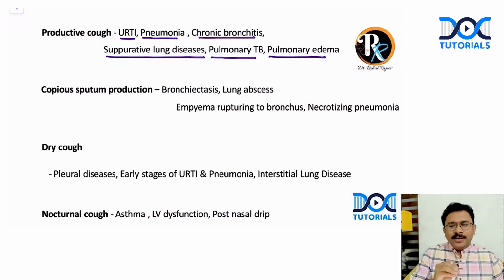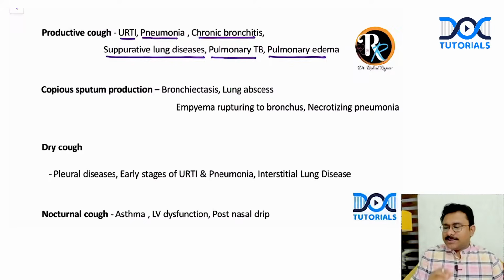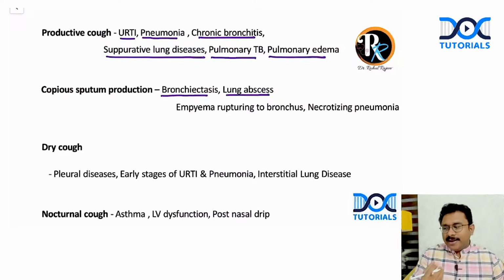Because when you take the history, when the patient says that he has a productive cough, you have to inquire about the approximate amount that the patient is coughing out. If the patient has copious sputum production, it helps you to narrow the differential diagnosis. Two important disorders that I will consider with copious sputum production are bronchiectasis and lung abscess. But there are certain other rarer entities that I will consider, like an empyema rupturing into a bronchus, as well as a severe form of necrotizing pneumonia.